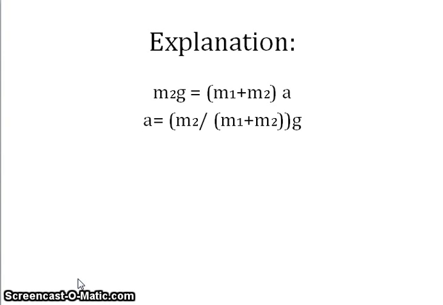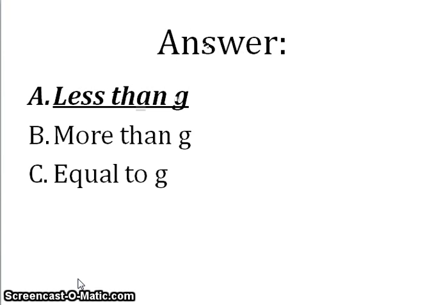So in this case what we're trying to do is isolate the acceleration because we want to find the acceleration. So we put acceleration on one side and we isolate that variable, and we see that the acceleration is M2 over M1 plus M2, times G. Now we know that M2 is less than M1 plus M2, so this would be a fraction less than 1. So anything less than 1 times G, the acceleration would automatically be less than G. So the answer is therefore A, less than G.